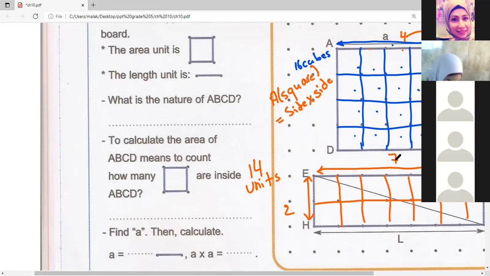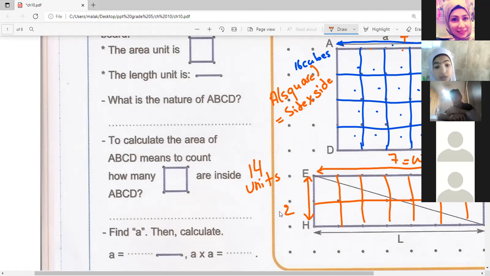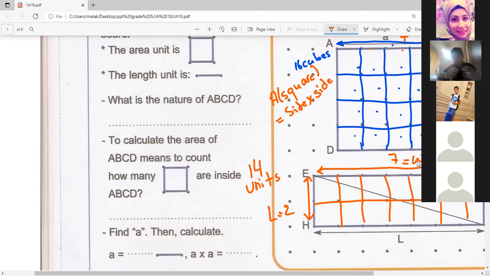The length and the width, what do we call them? The length, bravo, the length and the width. Excellent. So it's width here and length here. So length and width, okay?